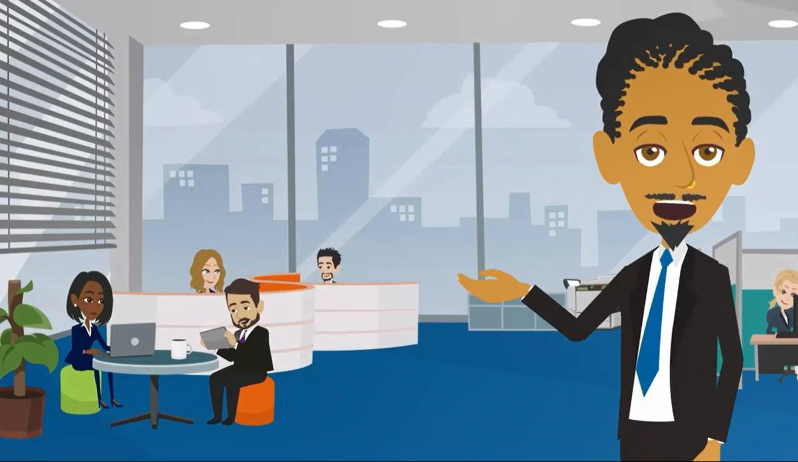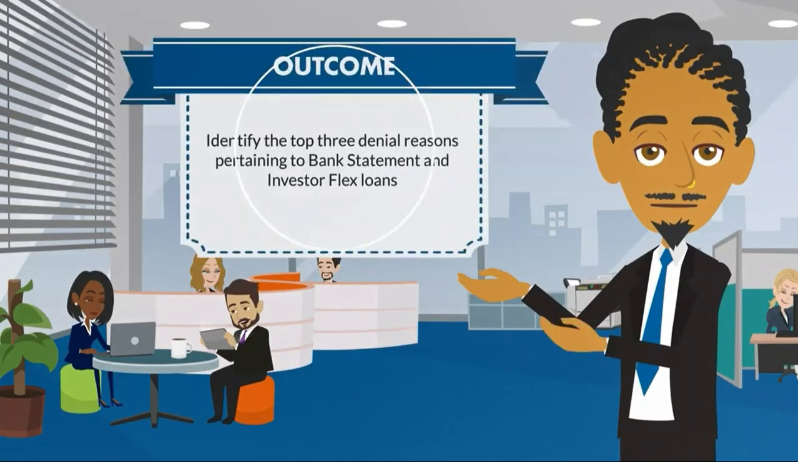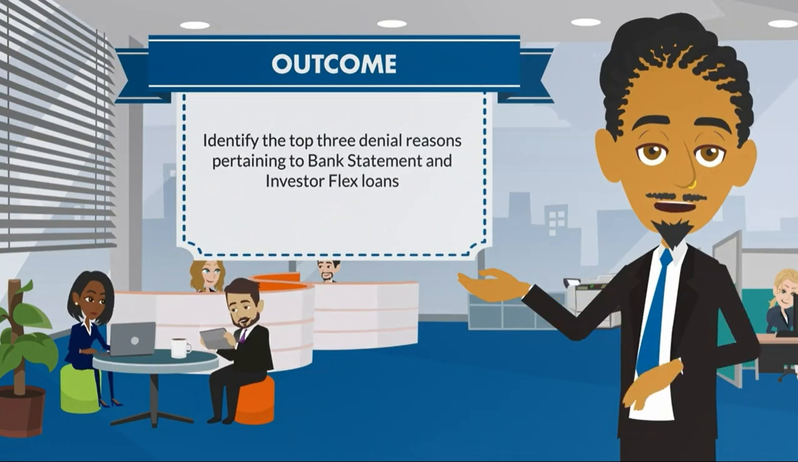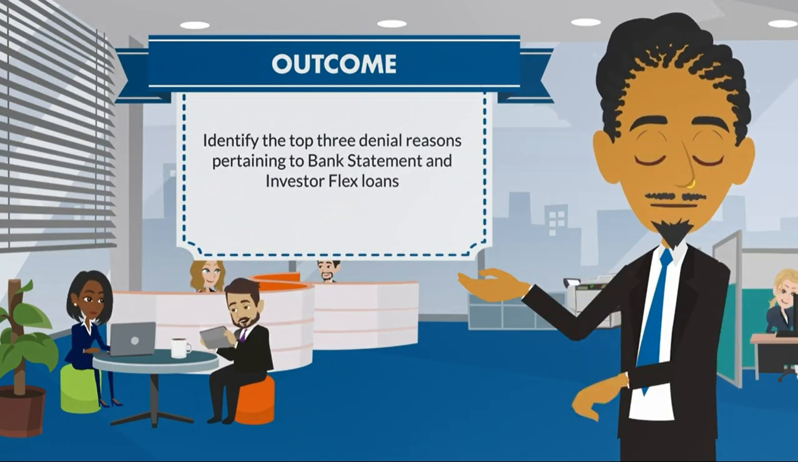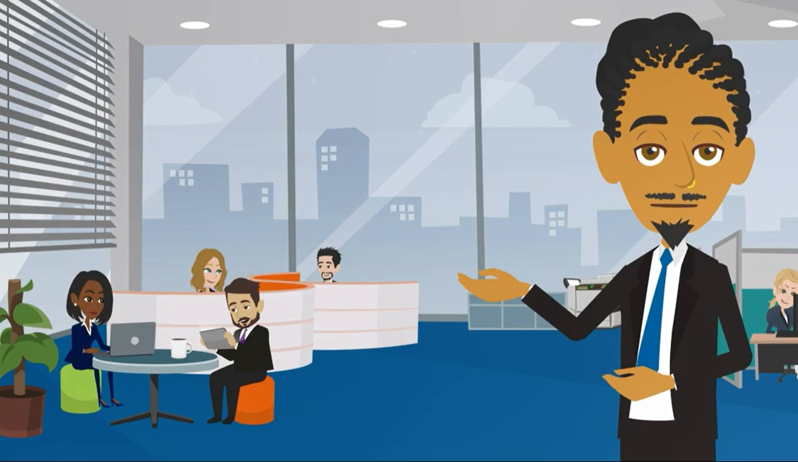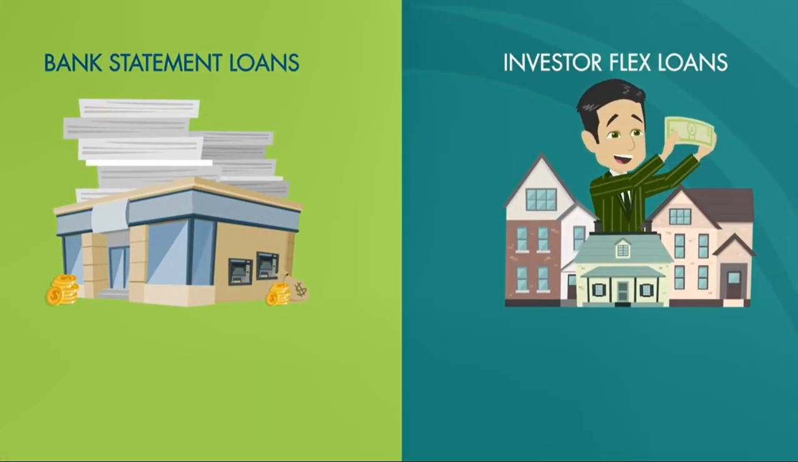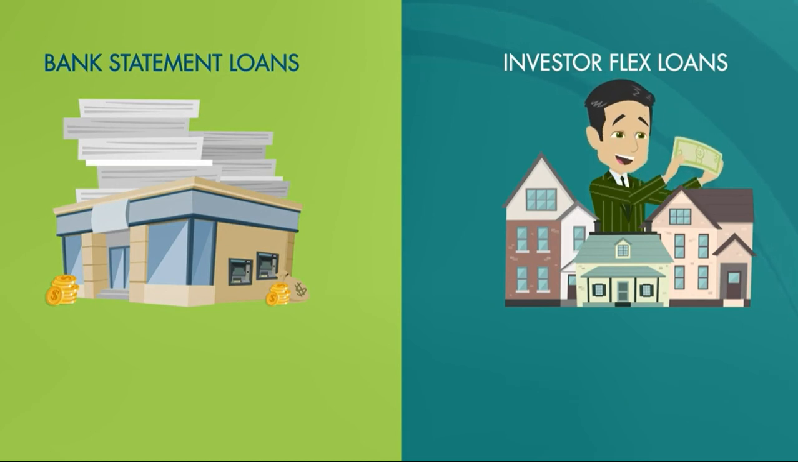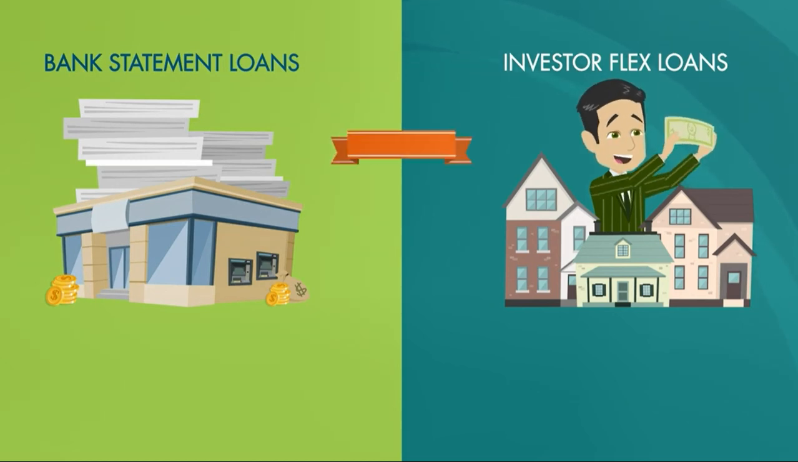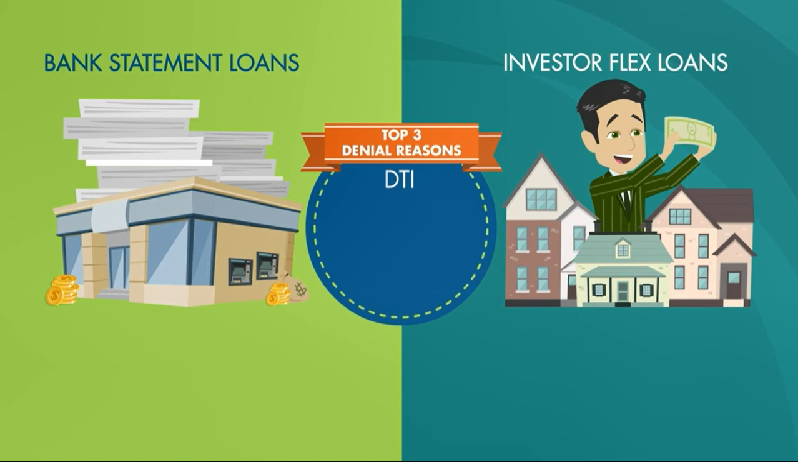In this lesson, we will identify the top 3 denial reasons pertaining to bank statements and investor flex loans. As you know, future mortgage and investments bank statement and investor flex products have tough guidelines that can cause denials. The 3 most common denial reasons are debt to income or DTI, credit issues, and title and vesting issues.